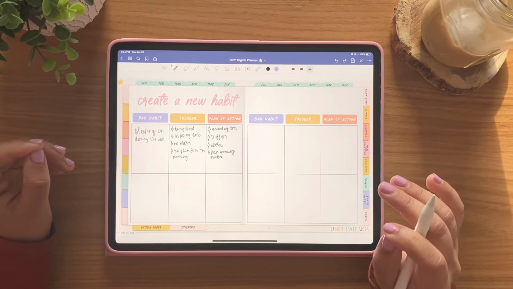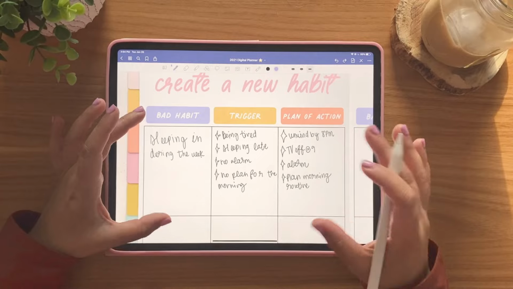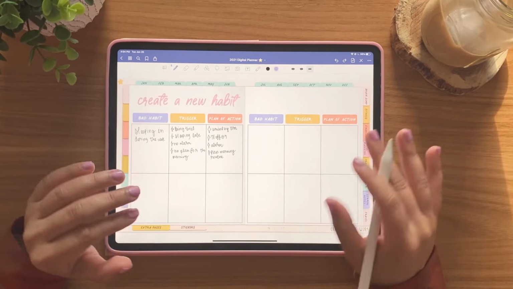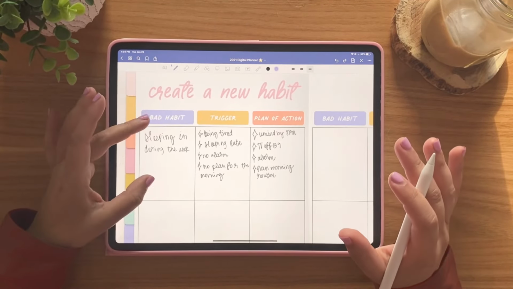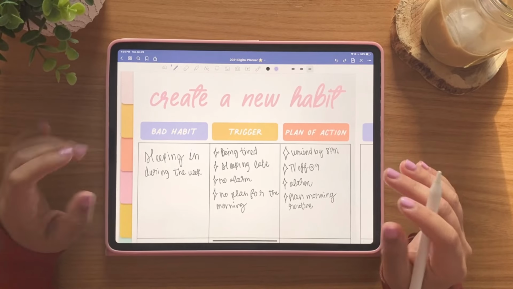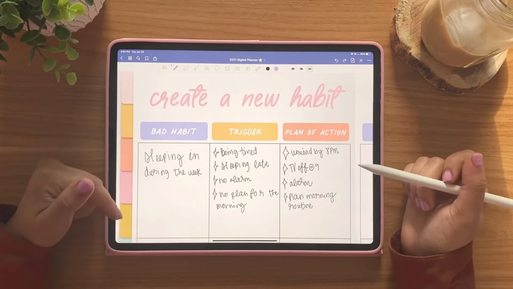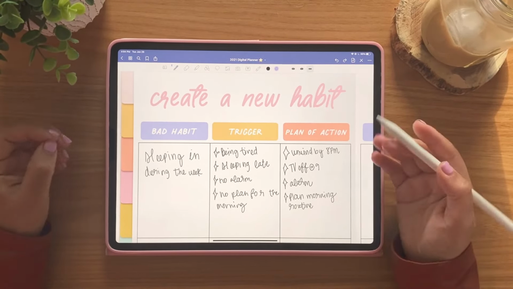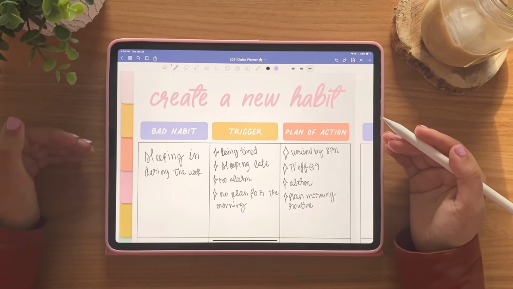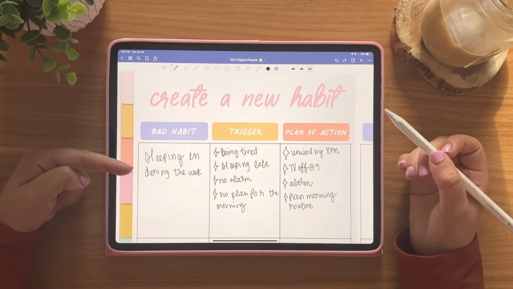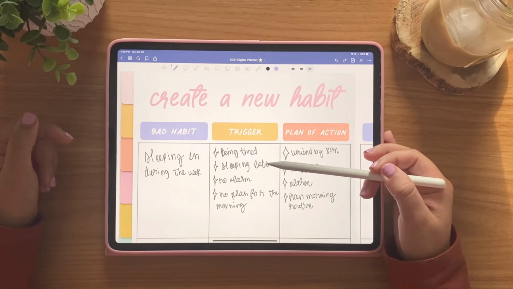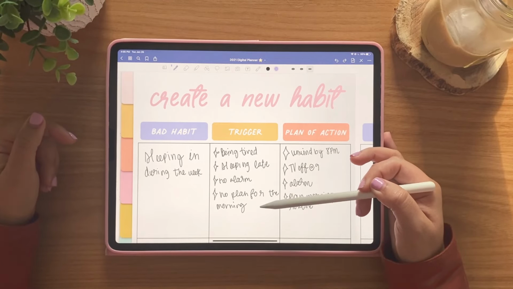Okay, so I'm going to give you an example. I actually made this extra page because I didn't want to show you all of mine. But I'm going to give you an example of how to use this sheet. So bad habit, trigger, plan of action. A really bad habit that I've had is sleeping in during the week. My trigger is being tired, sleeping late, no alarm, no plan for the morning.